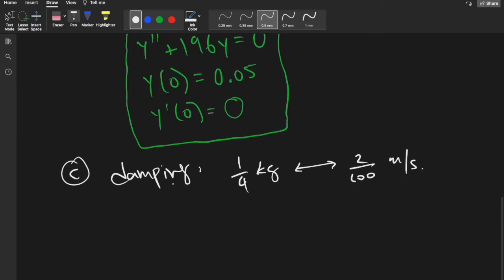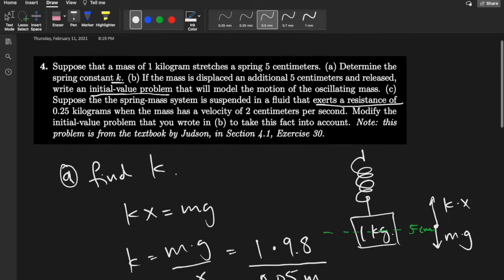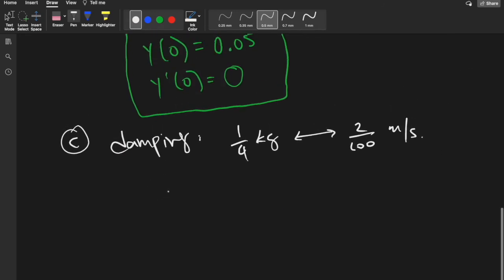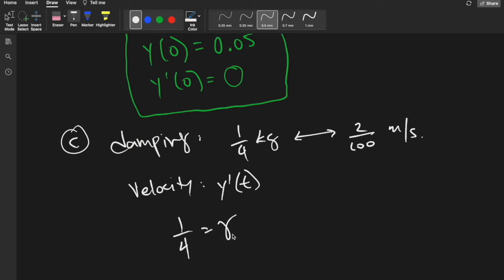One thing about our damping force: since it's in a fluid, we assume that damping is proportional to the velocity of the object. We have velocity as the first derivative of position, so y'(t), and this is the velocity at time t. And what we have here is that when this value is 2 over 100, then our force is 1/4 of a kilogram. So that means that 1/4 of a kilogram is equal to our damping constant times our velocity. So then solving, we get our damping constant.